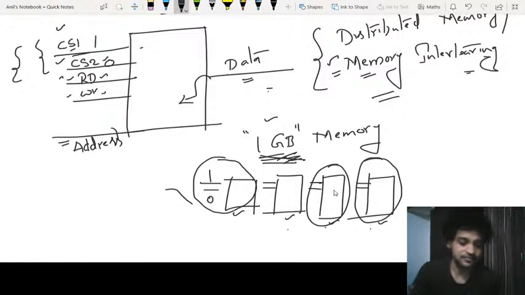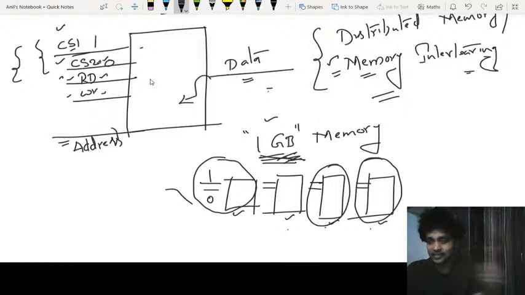I hope I did. So this is what CS1 and CS2 are all about. That's the reason why you can see that for CS2, I put a bar. Did you see the bar there? It means that when CS1 is equal to 1, CS2 must be equal to 0 to enable this specific chip. When one specific chip is enabled, none of the other chips are enabled, because their CS1 and CS2 will not be 1 and 0.